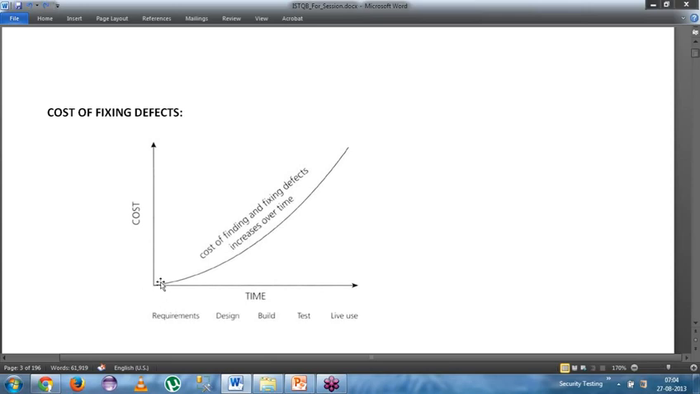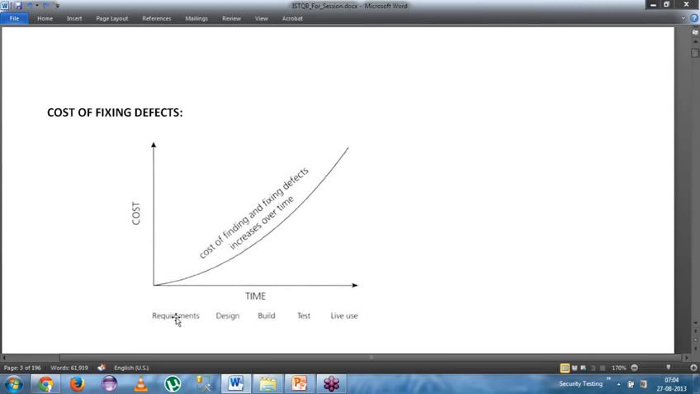You see here, if you fix your defects right from the requirement phase, it's pretty cheap. As and when you move through the software development or test life cycle, you are landing into more serious problems. So during the design and build, when you are ready for your live use, and if you find that there is a problem with your requirement, we are in serious problem. So your cost is going to increase exponentially.